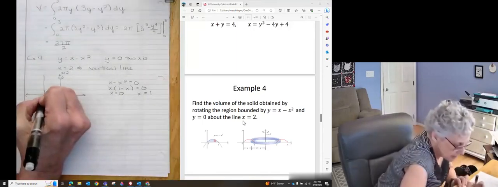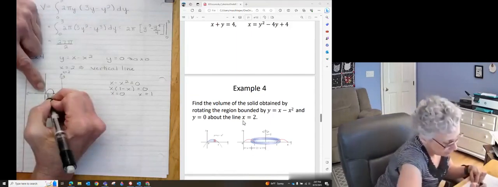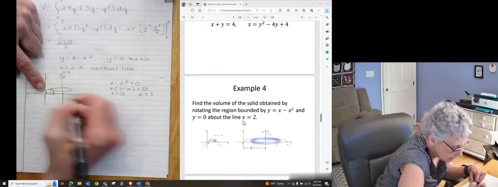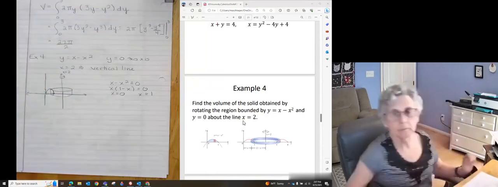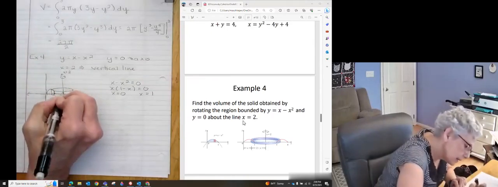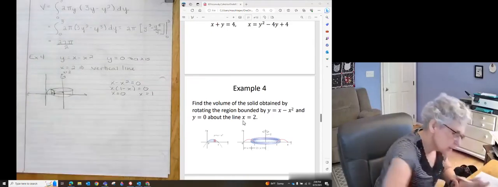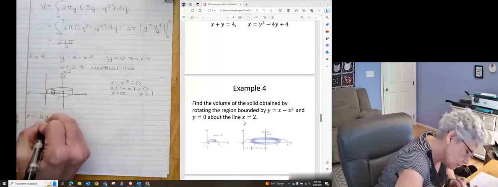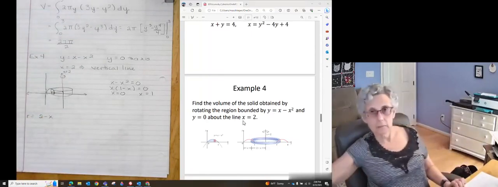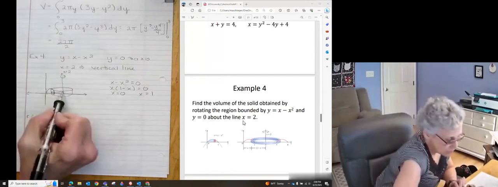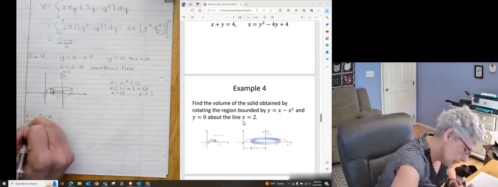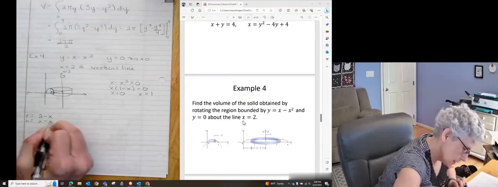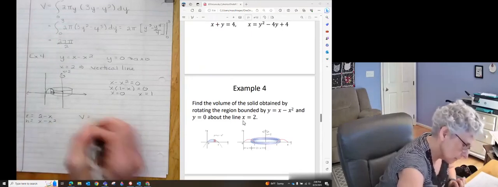Now, I'm making slices that are parallel to the axis of rotation. So it looks something like that. Here's my radius, goes from the axis of rotation to my cylinder. So my radius is going to be equal to 2 minus x. Bigger minus smaller, so 2 minus the x value. And the height is equal to this parabola, which is x minus x squared.